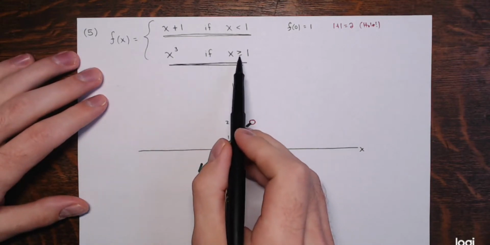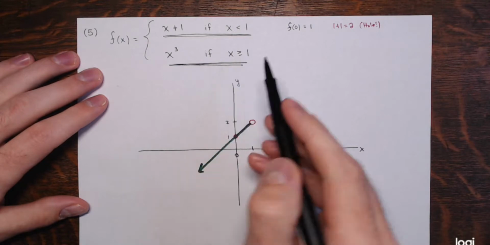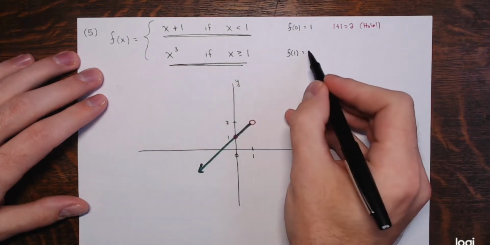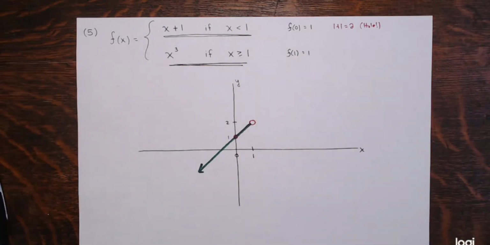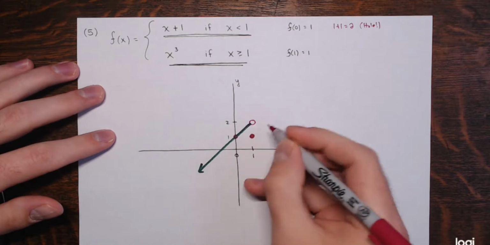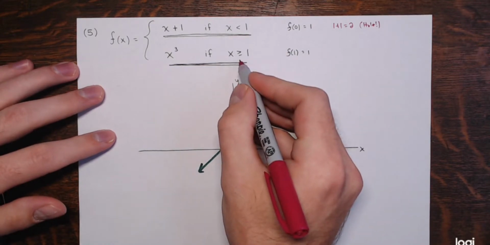I can actually plug in 1. So let's do it. What's f of 1? Well, that would be 1 cubed, which is 1. And this will be solid. 1, 1, solid. It actually belongs. X equals 1 is actually part of the domain of this second piece.